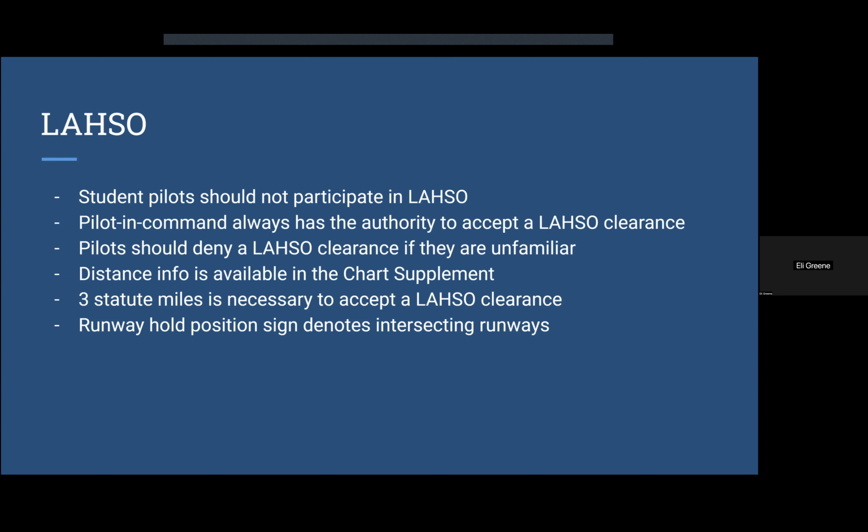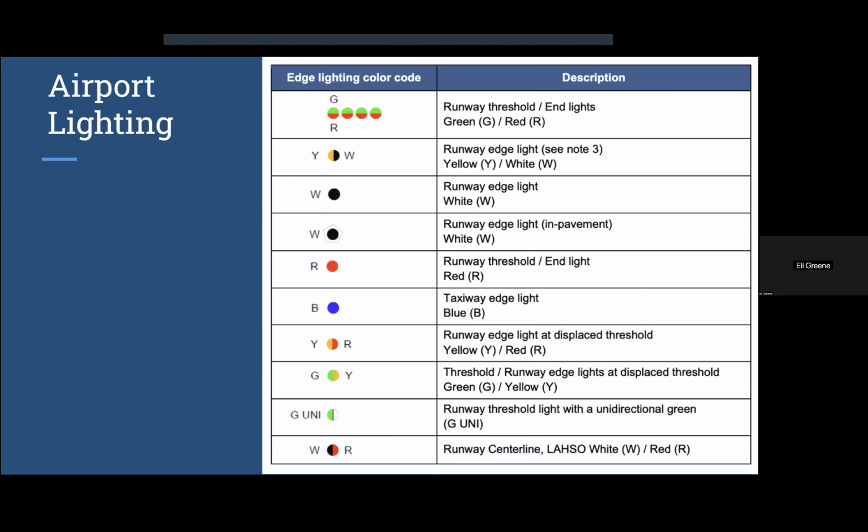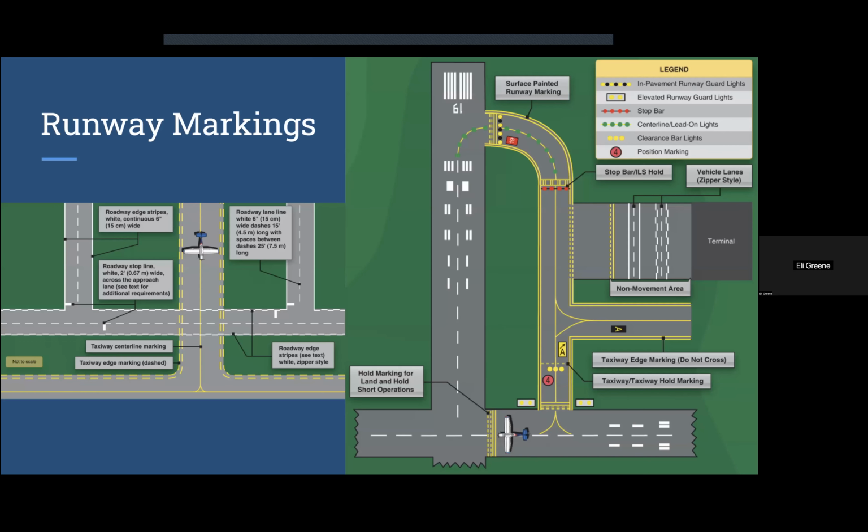And then distance info is available in the chart supplement. You need 3 statute miles of visibility to be able to accept a LASSO clearance, and then the runway hold position sign denotes intersecting runways. So I'll explain this in more detail. A LASSO clearance would be like you're cleared to land, and then they say hold short at an intersection. So they're not letting you use the full runway distance.